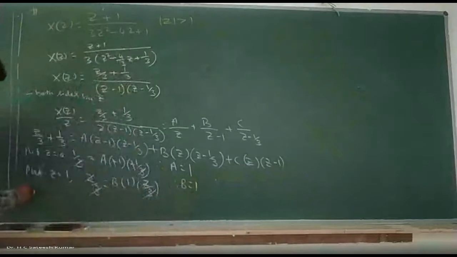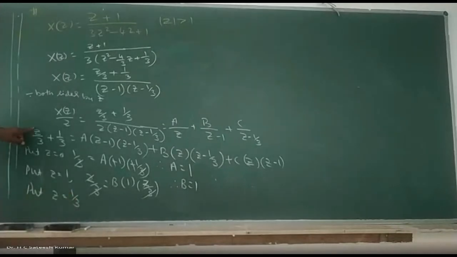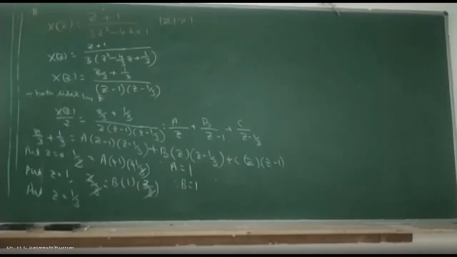Next, put z is equal to 1 by 3. Z is equal to 1 by 3 means 1 by 3 into 1 by 3 into 1 by 3 is 1 by 9. So we get 1 by 9 plus 1 by 3. If you take the LCM, 9, what will you get?